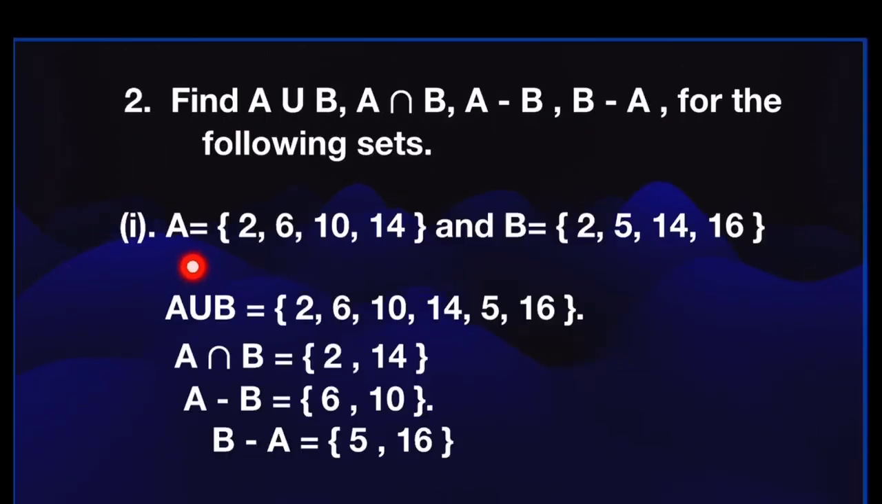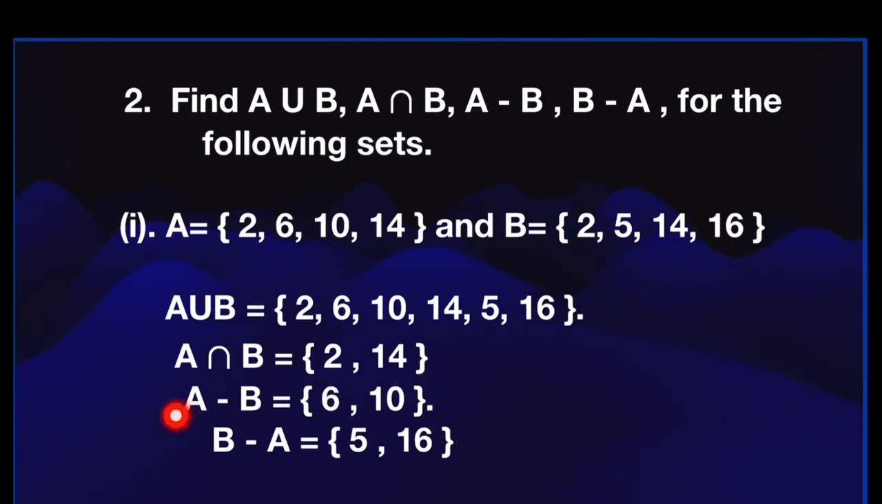Number 2, A is equal to this, B is equal to this. So find out A union B. So list out all the elements of A and B without repeating any element. A intersection B, only the common elements. So here 2 is common, 14 is common, 2 and 14.